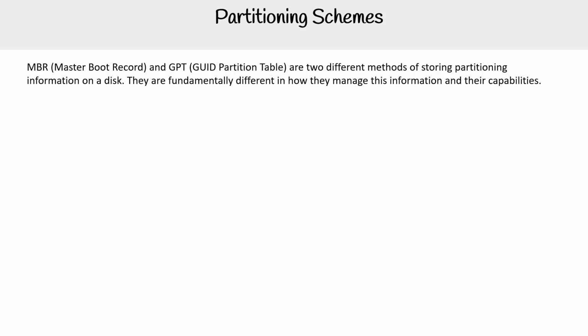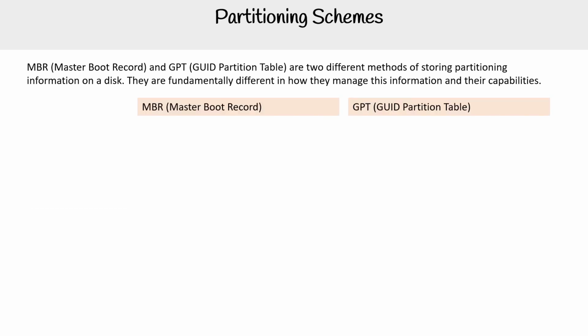Let's talk about partitioning schemes. So we have the master boot record and we have GUID partition table. These are two different methods for storing partition information on a disk. They are fundamentally different in how they manage this information and in their capabilities. You'll see these options when utilizing block storage, okay? So let's compare the two.